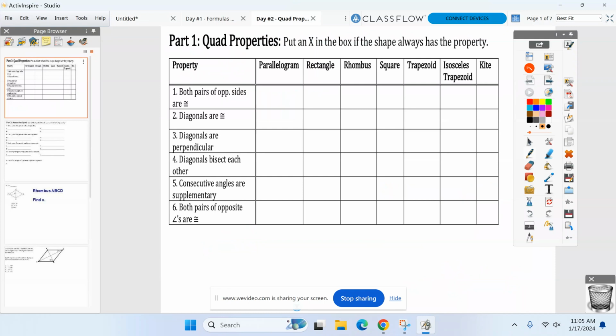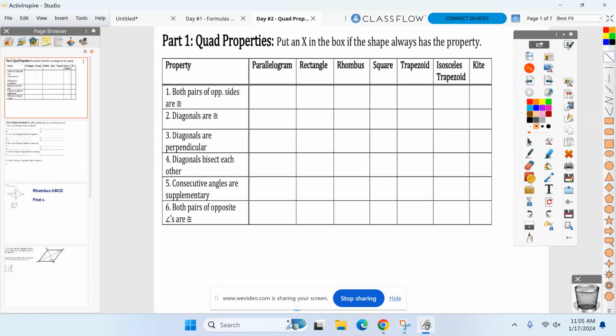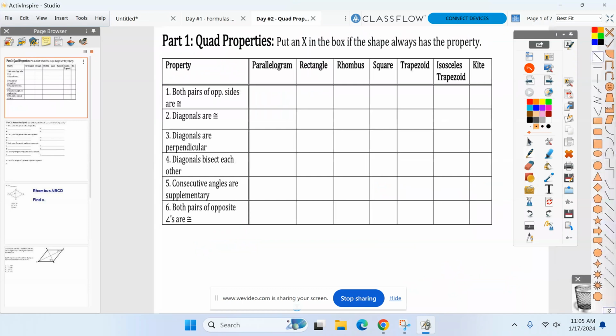So today, let's quickly review some of the properties and then do some algebra with them. All right, let's go hardcore. First one here, I need you to help me fill out the table. We're going to put an X in any of these quadrilaterals that apply to the property on the left. Both pairs of opposite sides are congruent. Is that a parallelogram? Yes.